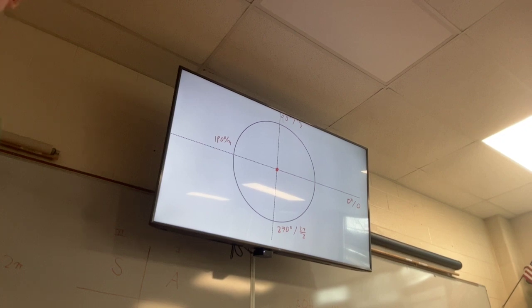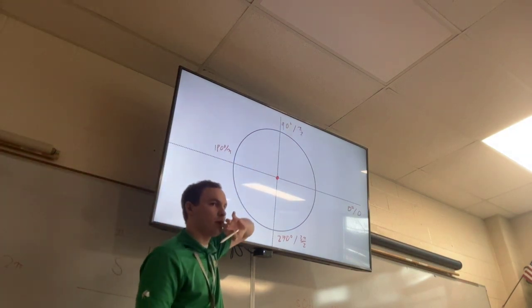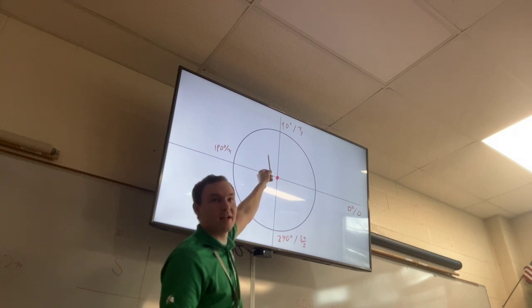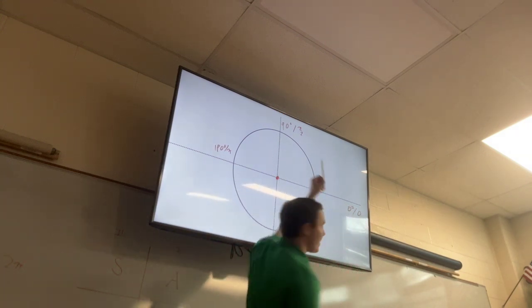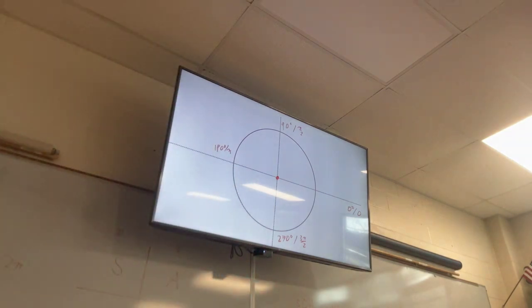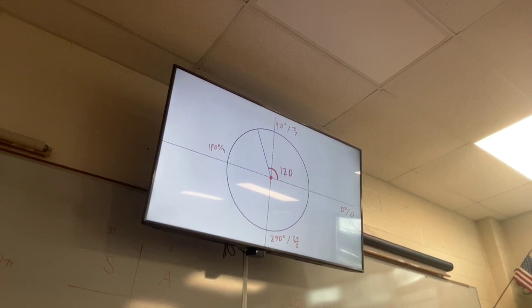Which quadrant is my 120? Where am I going to draw my line if I'm doing 120 degrees? It's going to be right here, in the second quadrant. It's going to be closer to 90 than 180. So this is a 120-degree angle right here. Draw in your right triangle.